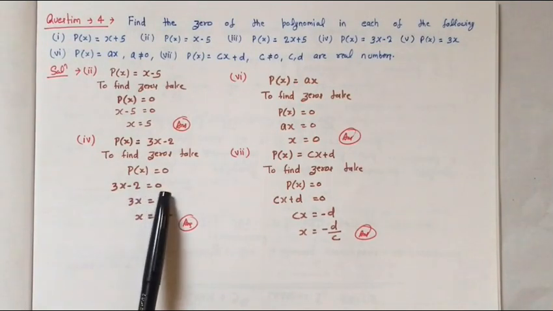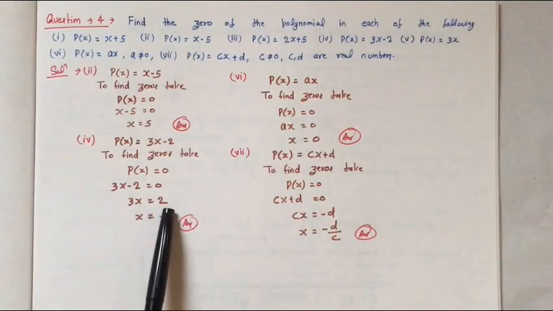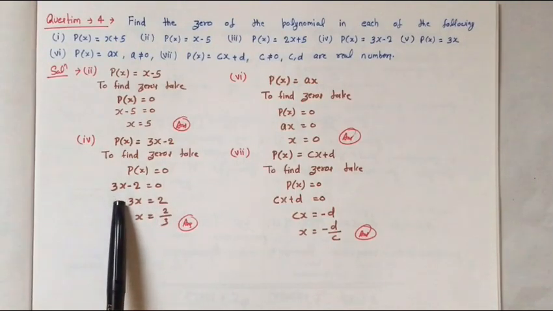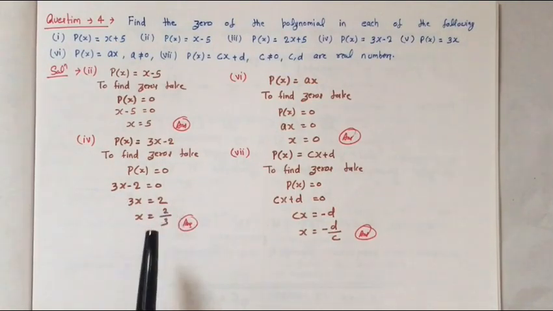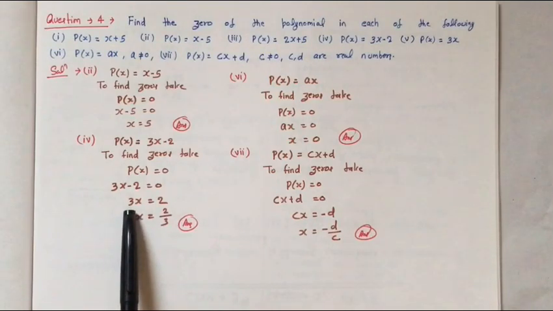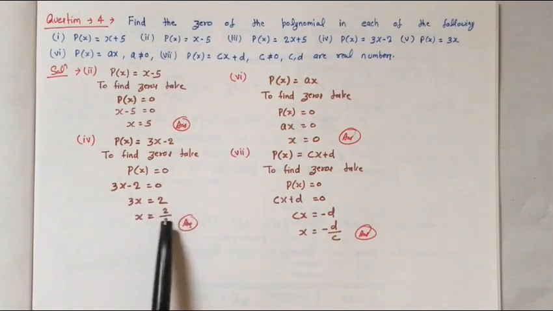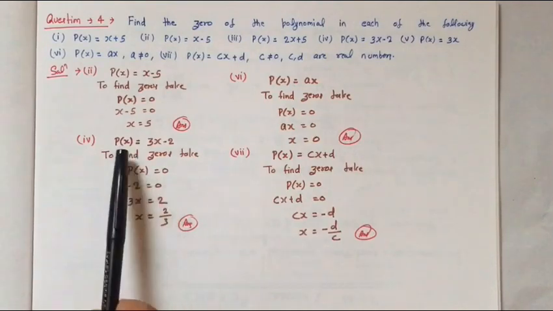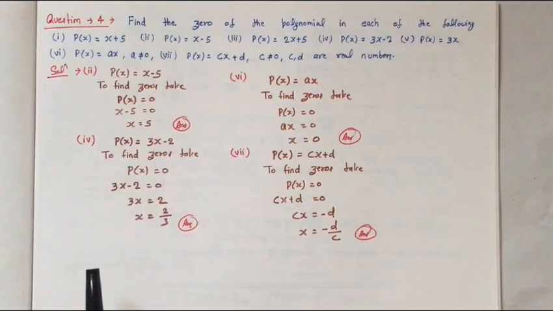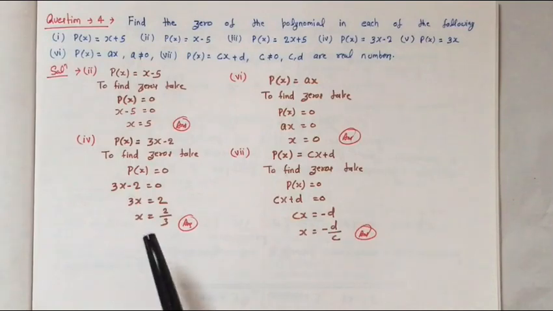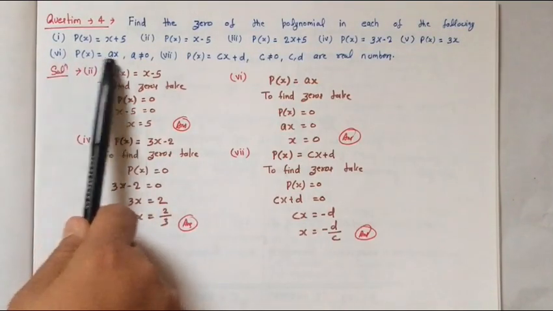Minus 2 will come to this side, so 3x equals 2, and 3 also comes to this side, and because here it is multiplication, it will come as division. So x equals 2 by 3. So we can say x equals 2 by 3 is the zero of this given polynomial. Now move to the next part, part number 6.